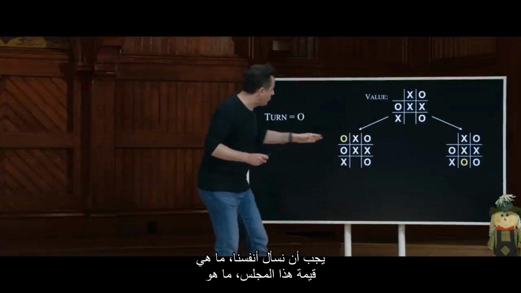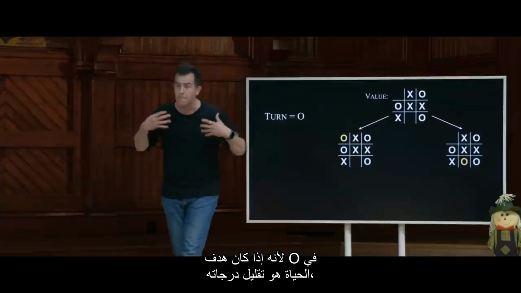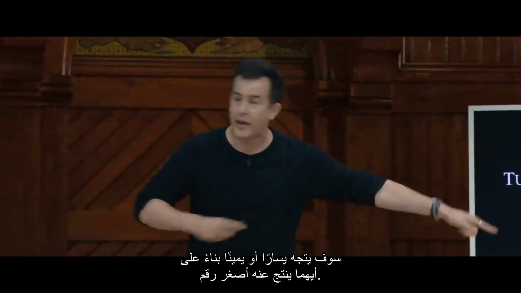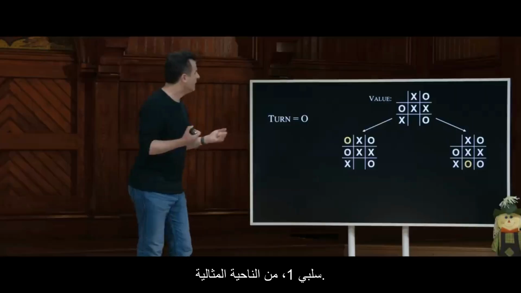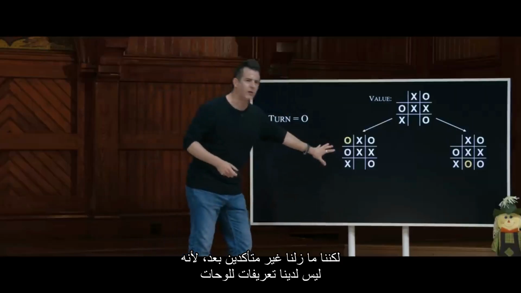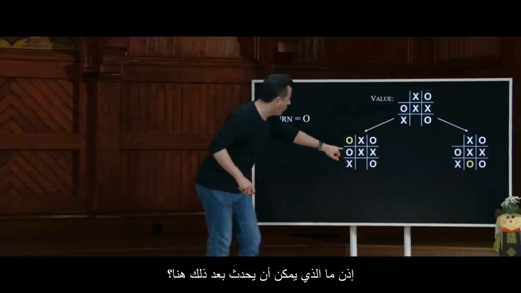We should ask ourselves, what's the value of this board? What's the value of this board? Because if O's purpose in life is to minimize its score, it's going to go left or right based on whichever yields the smallest number, -1, ideally. But we're still not sure yet because we don't have definitions for boards with holes in them like this. So what could happen next here?